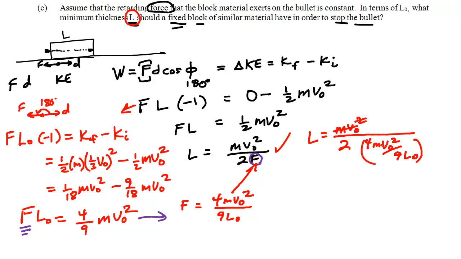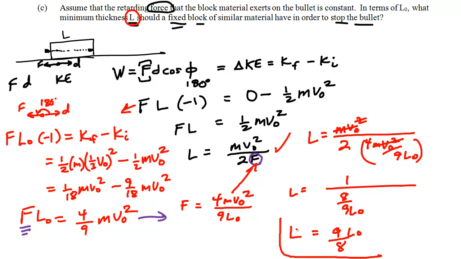This mv naught squared is going to cancel. So I have L equals 1 over 8/9, 8 over 9 L naught. Using the reciprocal, 9/8 L naught is equal to L. So L equals 9/8 L naught, and I think that's it. We have done it. The MVs disappeared.